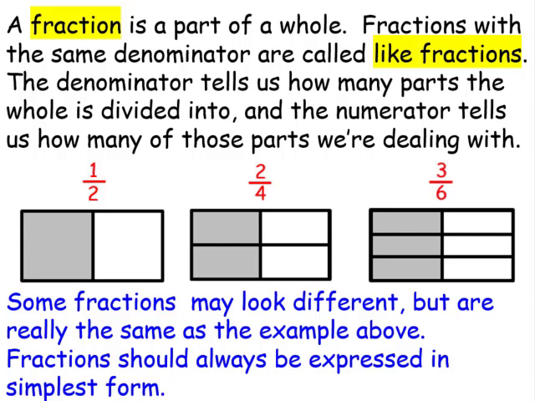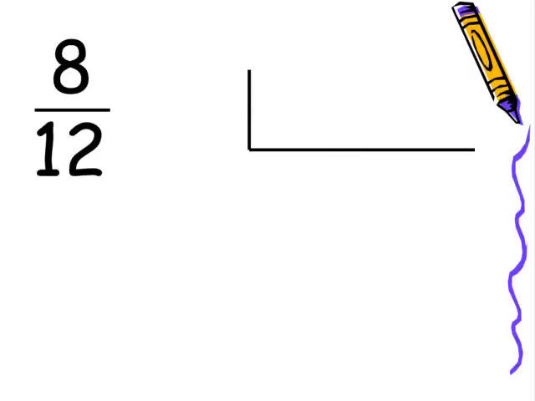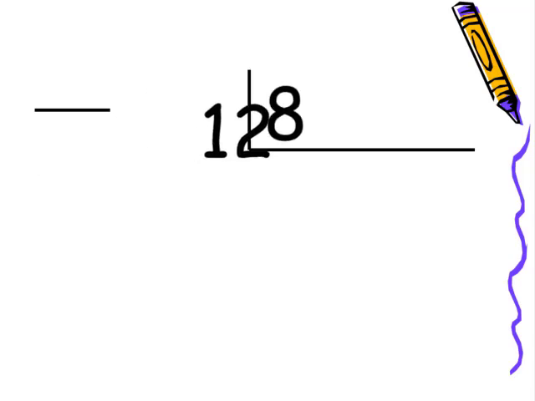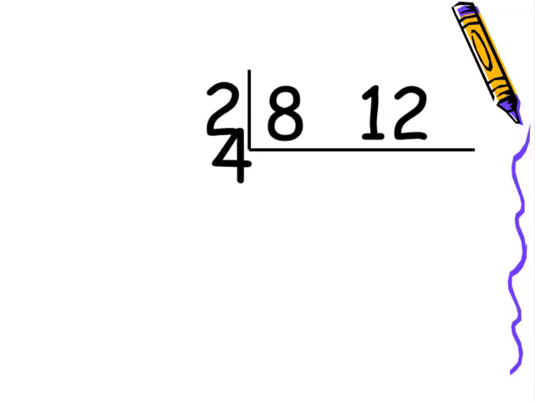Some fractions may look different, but are really the same as the example above. Fractions should always be expressed in simplest form. In this case, the simplest form is 1/2. When we have a fraction 8 over 12, in order to write it in simplest form, we can use the same method we use for finding the GCF and the LCM. What number divides 8 and 12 evenly? You could say 2, since 8 divided by 2 is 4 and 12 divided by 2 is 6.